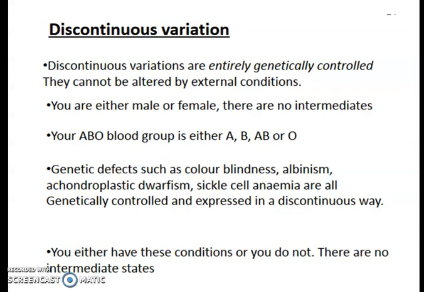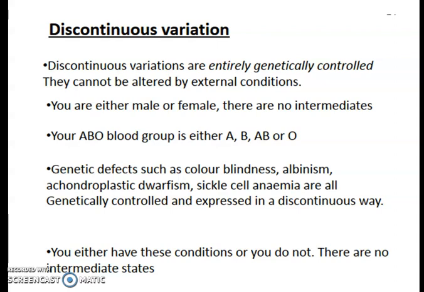Such variations that are entirely genetically controlled, we call them discontinuous variations. These variations will not be controlled by any external condition, neither environmental conditions nor weather conditions. Even the amount of food cannot alter them. For example, you are either male or female.